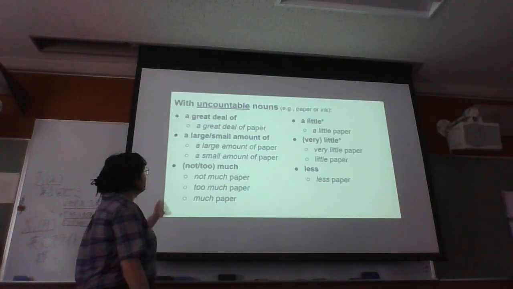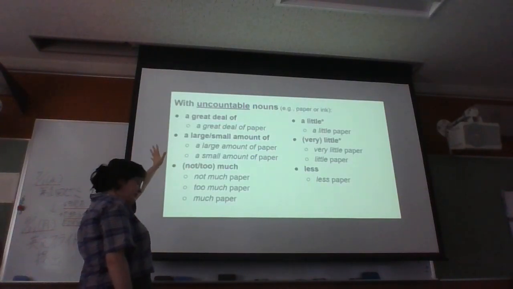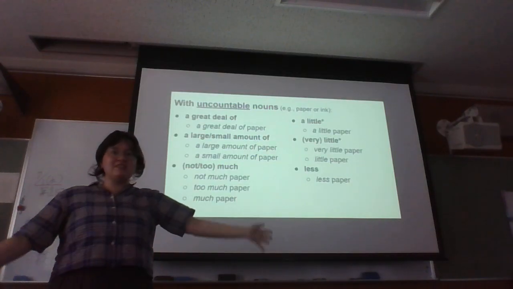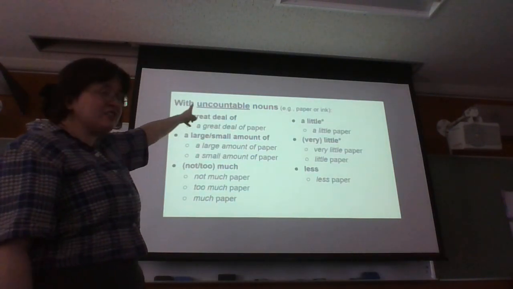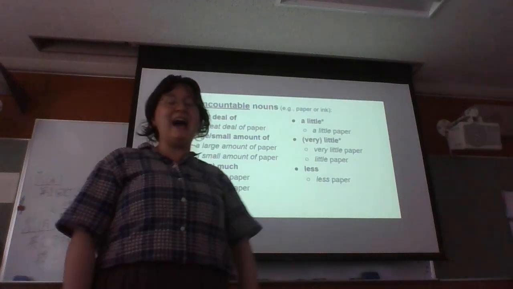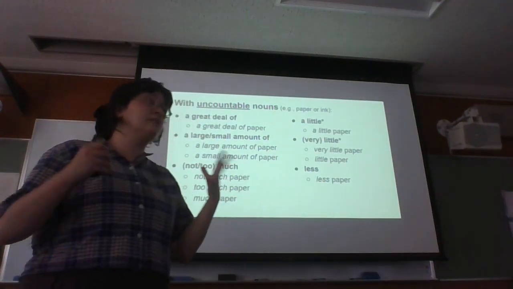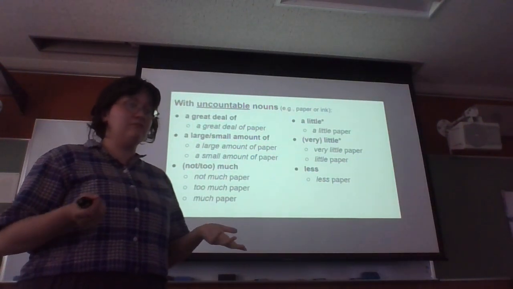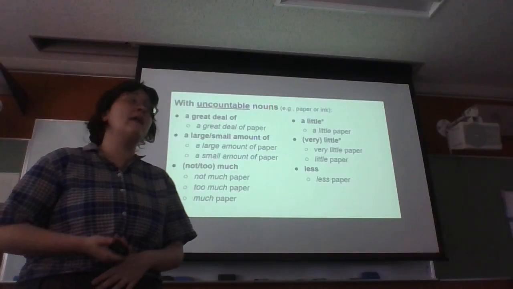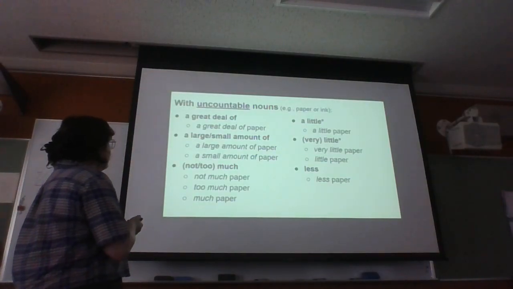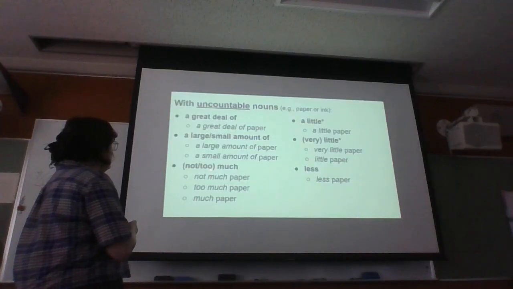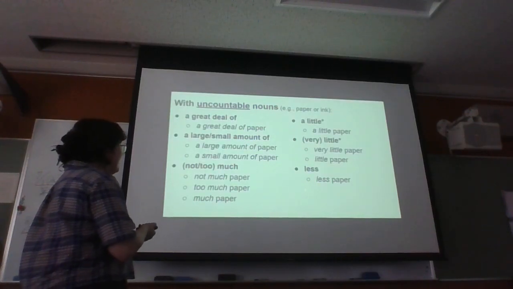Next, we're going to look at words that we can use with uncountable nouns. Everyone here is going to take the TOEIC soon. So knowing these words, I think, is going to be important. I would take a minute to highlight these. These are words that we use with nouns we can't count. Remember, we made a list earlier? Alright, we have a great deal of, a large amount of, not too much, not much, a little, and less.